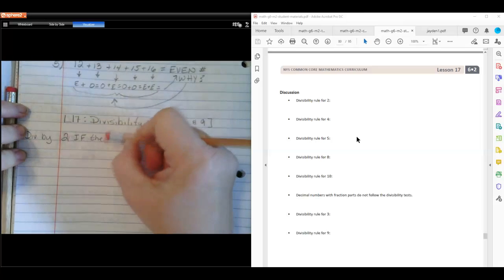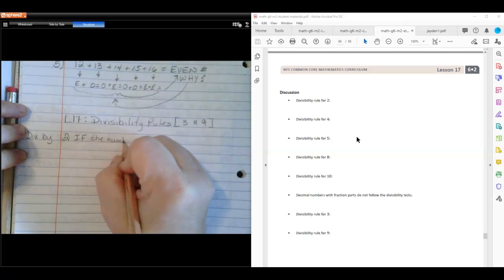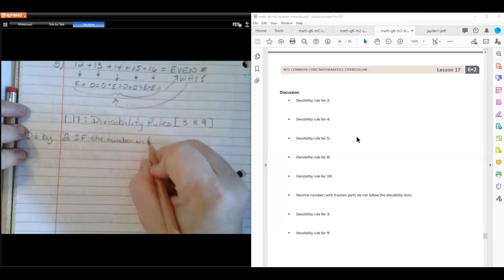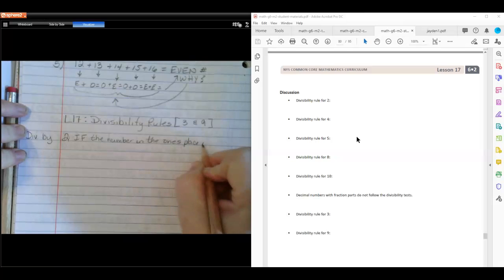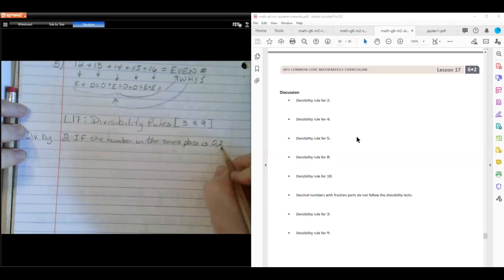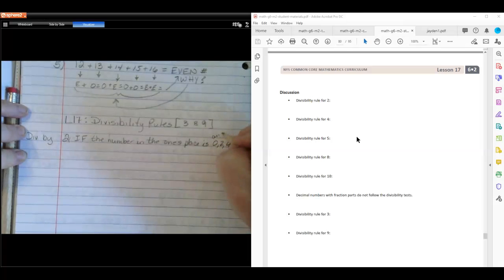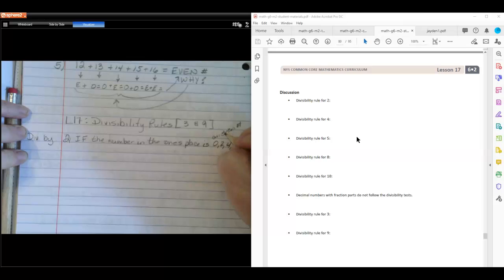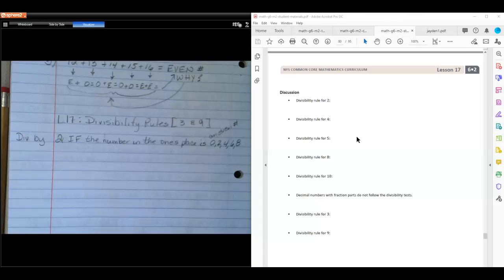I'm going to put the number in the ones place is 0, 2, 4, 6, or 8. Right? In other words, an even number. Right? And that is all you have to look at to find out if something is divisible by 2. All right?